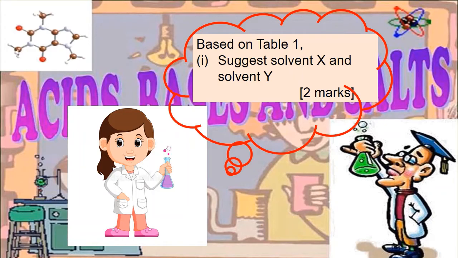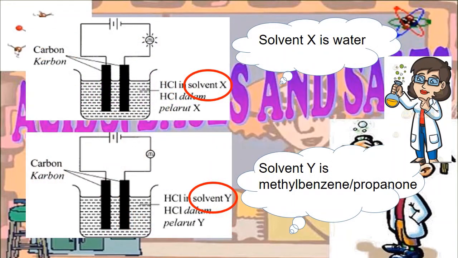Based on Table 1, suggest solvent X and solvent Y. In picture 1, hydrogen chloride in solvent X. The bulb lights up. Therefore, solvent X is water. In picture 2, hydrogen chloride in solvent Y. The bulb does not light up. Therefore, solvent Y is an organic solvent. Example, methylbenzene or propanol or any other suitable organic solvent.